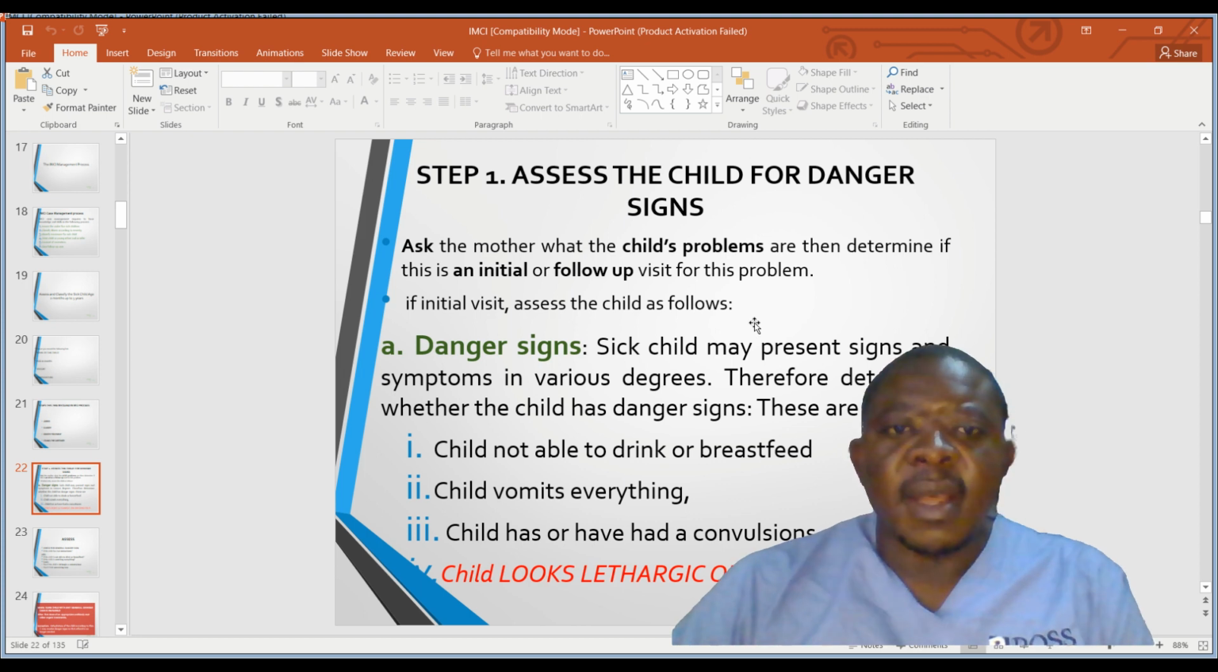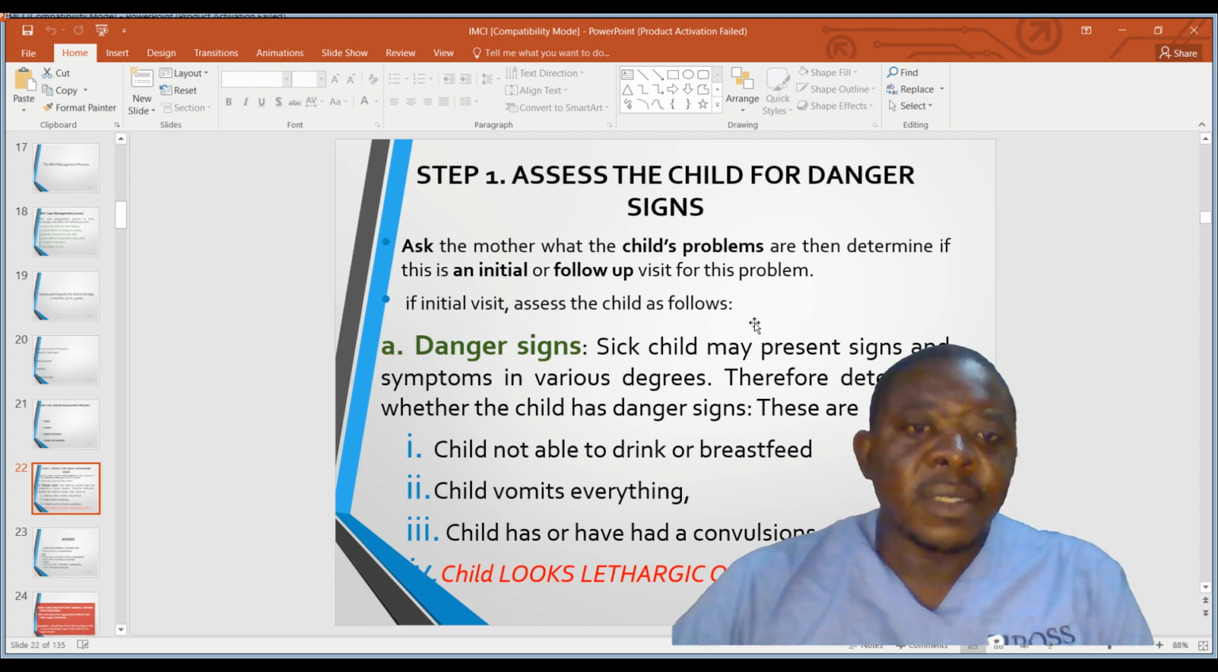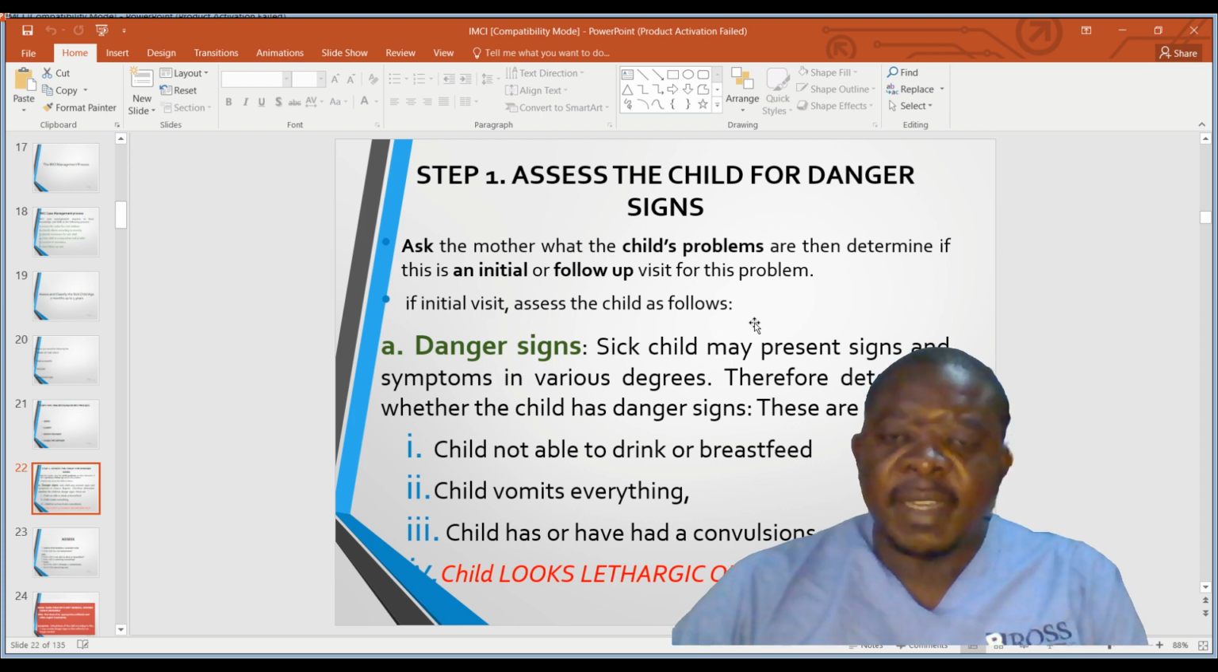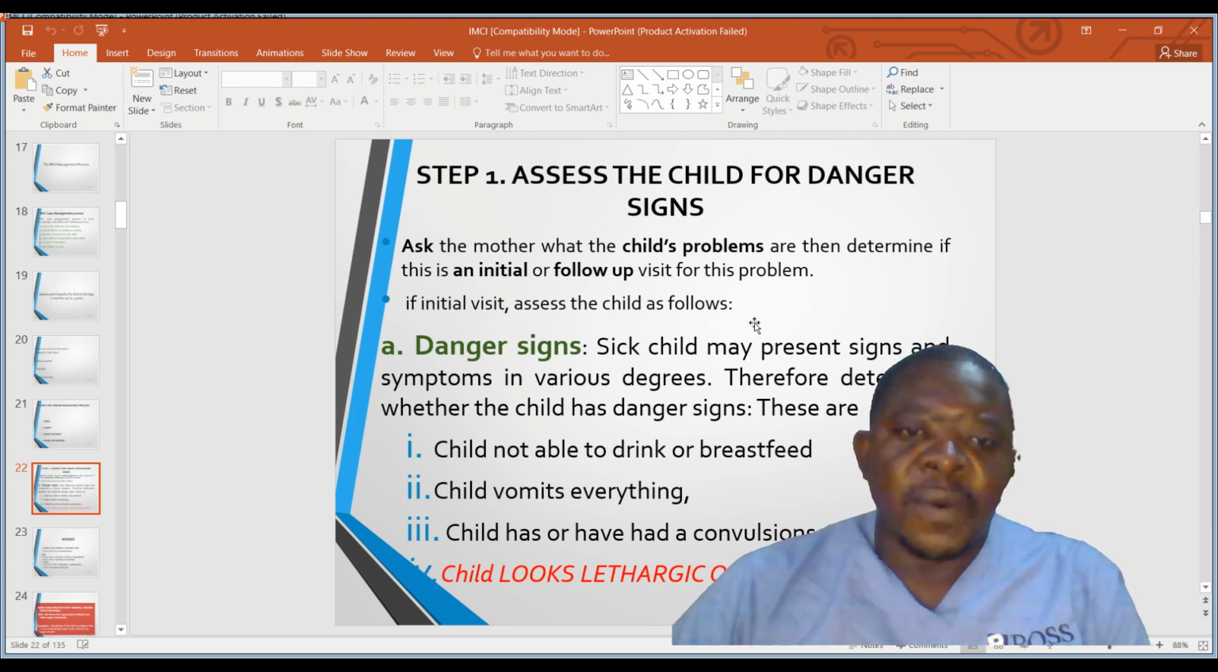There are: 1. Child not able to drink or breastfeed. 2. Child vomiting everything. 3. Child has or has had a convulsion. And 4. Child looks lethargic or unconscious.